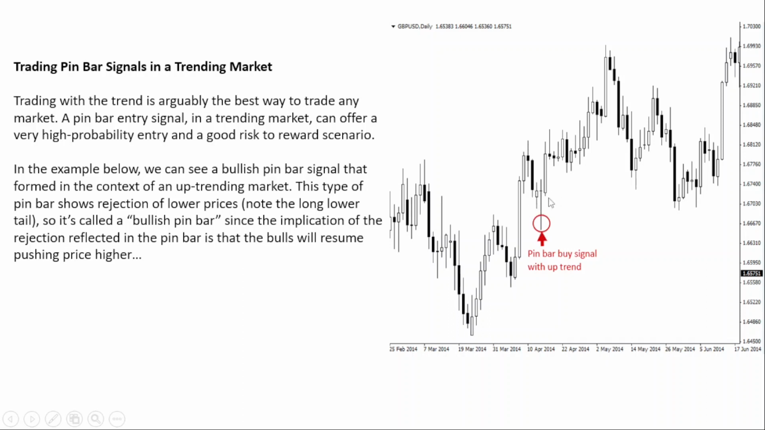So this is typically a price continuation pattern, which means an uptrend continuation pattern. Bullish pin bar, since the implication of the rejection reflected in the pin bar is that the bulls will resume pushing price higher.